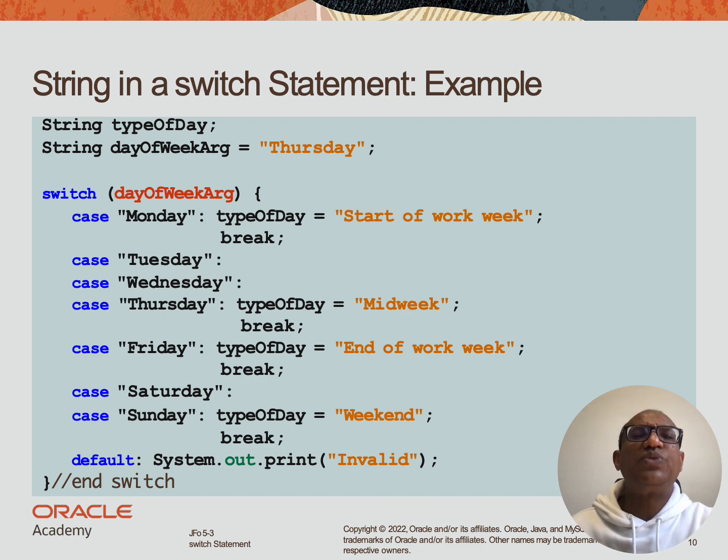This example shows a switch statement that prints the number of days in a month based on the input. Multiple case labels can share the same code block. Here we use a string in a switch statement. The day of the week is matched to a type of day: start of the week, midweek, weekend, or invalid.